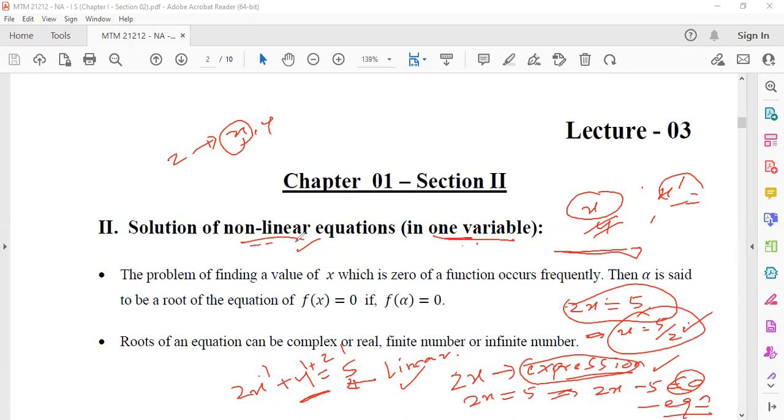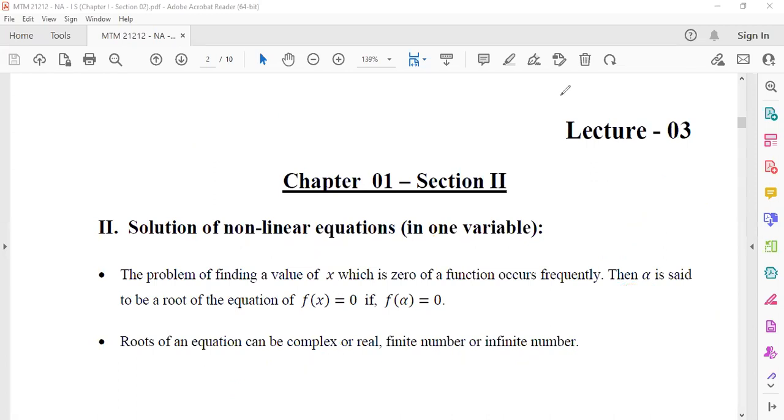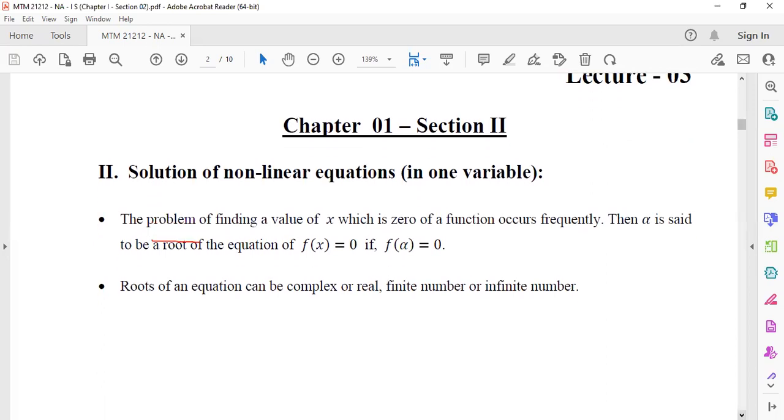So here we're gonna mostly consider the non-linear. That's why the heading has been used as solution of non-linear equation in one variable. So let's go through and learn how to solve these kinds of equations. I think these notes are available in your notes as well.